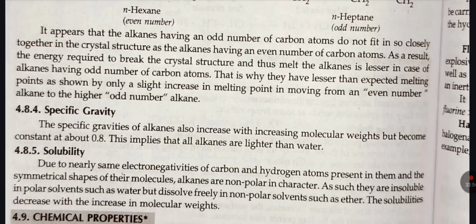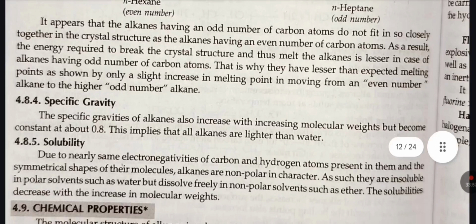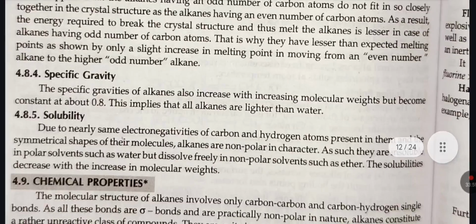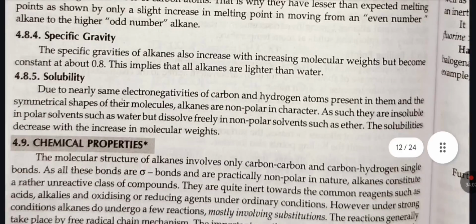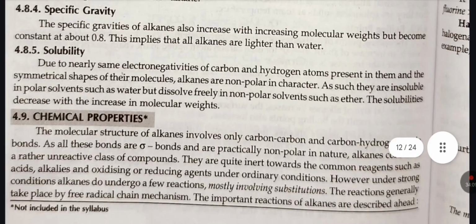This is why they have a lower than expected melting point, as shown by only a slight increase in melting point in moving from an even number alkane to a higher odd number alkane. Specific gravity. The specific gravity of alkanes also increases with increasing molecular weight but becomes constant at about 0.8. This implies that all alkanes are lighter than water.